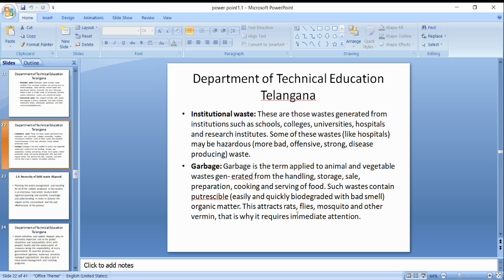This attracts rats, flies and mosquitoes, so it should be removed immediately. It should not be placed directly, but stored someplace and collected. We can sell it, and we can do vermicomposting. If it is animal cow dung, we can use it for biogas production. Like that, recycling should be there, and it should not be wasted.